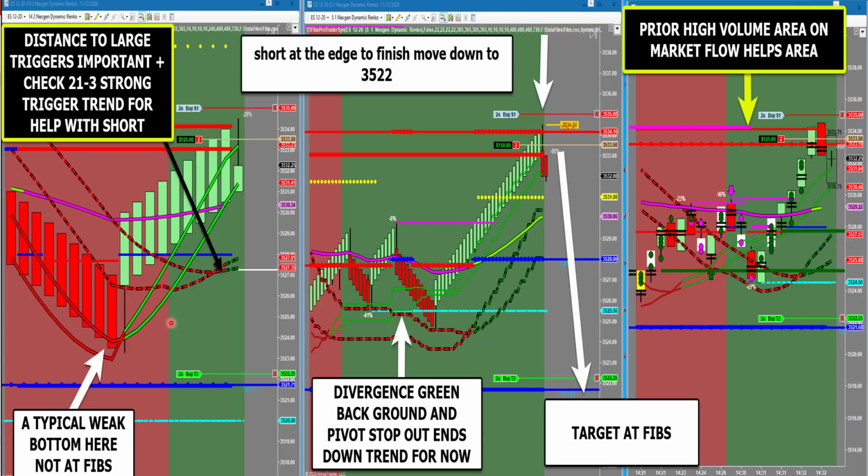So let's take a look at an edge, okay? If the market's going down, we're going to do a trend trade short. It's a given, okay, on the 5-1 chart. And you've seen this pattern more than once. The divergence with the green background and the pivot stop out makes it go back up to the edge. Noticing where your prior high volume was helps you define that edge. Maybe it makes you comfortable enough to get in right away, or maybe after a reversal bar, either or. I got in early on the way up.